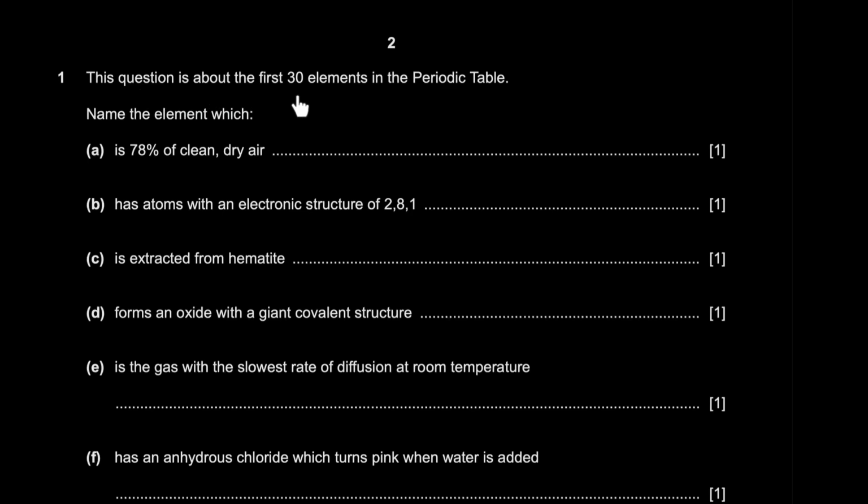This question is about the first 30 elements in the periodic table, and we'll do this question fast. 78% of clean dry air is nitrogen. Alright, has atoms with electronic structure 281, has to be in group 1 if you want to quickly look at it. And yeah, what is it? I think it's sodium.